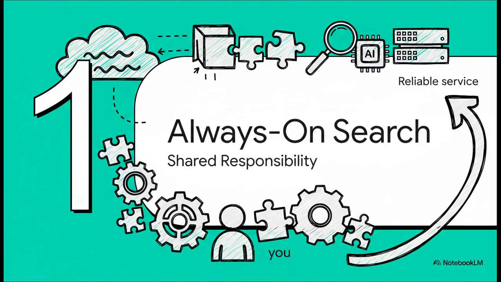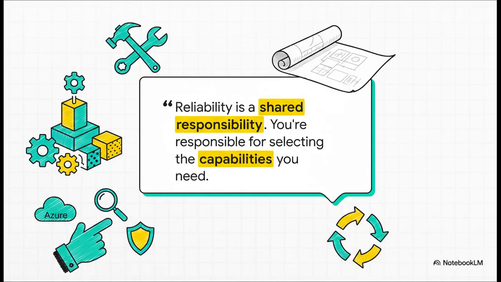So where do we even begin this quest for an unbreakable search? Well, it starts with a really simple but absolutely crucial idea. Reliability isn't a feature you just flip on. It's a partnership. It's a shared responsibility between you and your cloud provider. And look, this isn't just my opinion. Microsoft puts this front and center in their own documentation. They're basically saying, hey, we've built you this incredible toolkit with all these features for resilience and recovery, but you are the architect. It's up to you to understand the tools and then actually use them to build something strong.